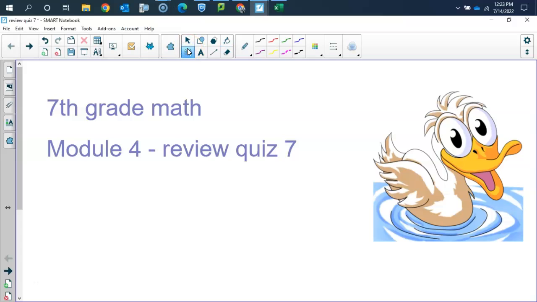All right, guys, this is the review for Quiz 7. It is in Module 4. You're going to need paper, pencil, and a calculator to do this review.